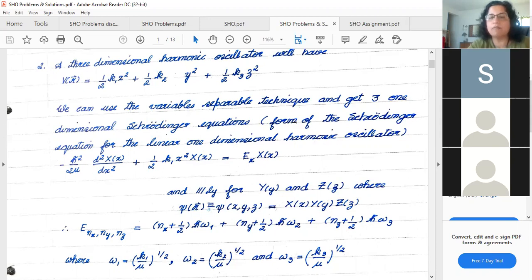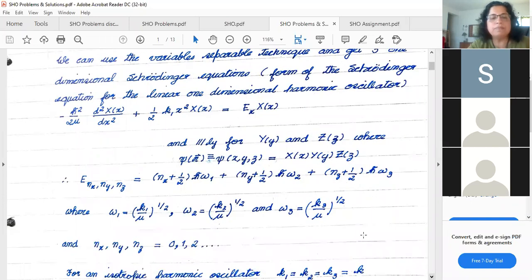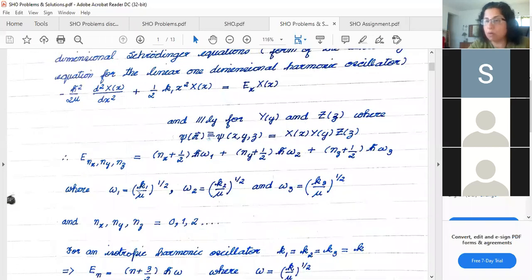So this is what you have over here. You can see that this looks just like a one-dimensional Schrodinger equation. You have an Ex over here, and what you get for the Y part and the Z part, you'll get an Ey and an Ez, and the three of them together will give you the total energy. This is the thing you really need to remember: your energy depends upon three quantum numbers, nx, ny, and nz. So you'll have (nx plus half) h cross omega 1 plus (ny plus half) h cross omega 2 plus (nz plus half) h cross omega 3.